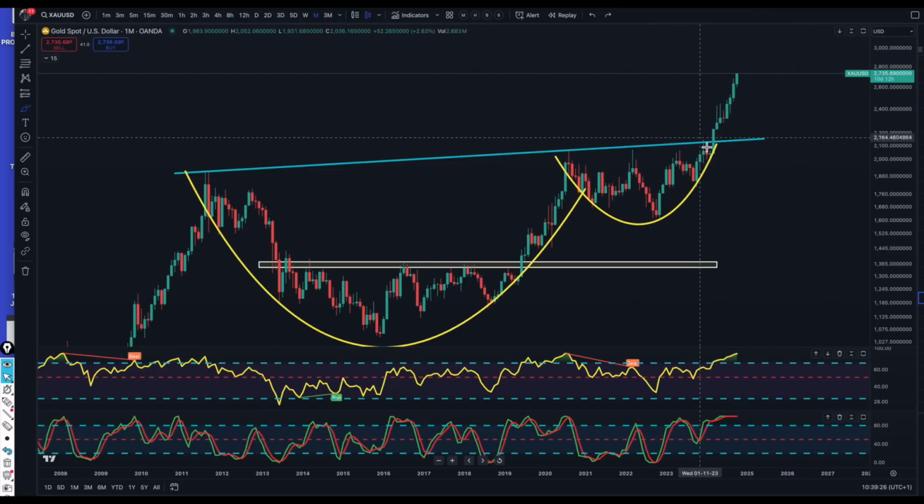So fantastic run for gold, and there's no reason to suggest that we've topped out or are about to top out. Until we see those signs, we have to accept that we may well just have a little bit of a pullback before we go again for the next leg.